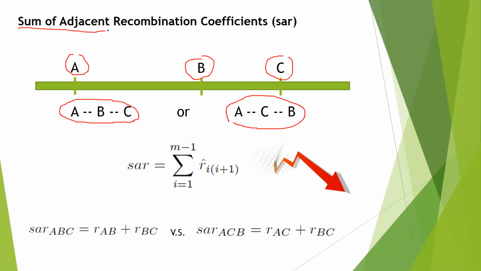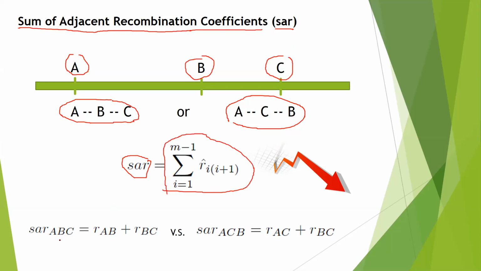So we can use the sum of adjacent recombination coefficient, in short, SAR. So SAR is defined in this way. Okay, the adjacent recombination coefficient like this. So how do we do this?